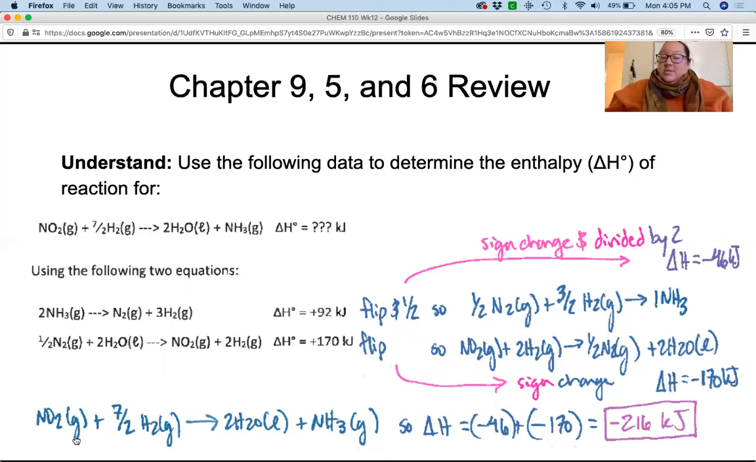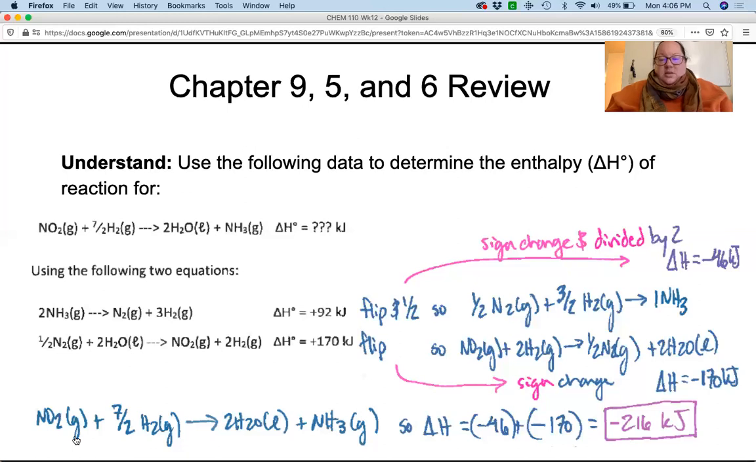Then the other thing we need to do is flip the second equation, because our nitric oxide needs to be on the left-hand side of the equation. Oh, sorry, our nitrogen oxide needs to be on the left-hand side of the equation. So nitrogen oxide plus hydrogen goes to nitrogen gas plus water. So you're going to notice that we have 2 sign changes now. So our delta H that was plus 92 becomes negative 92, and we have to divide it by half, so it becomes negative 46 kilojoules. And our other delta H becomes negative 170 kilojoules.